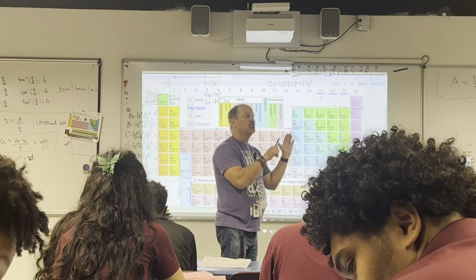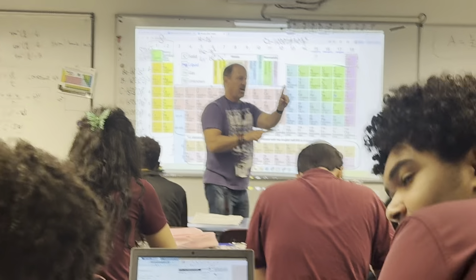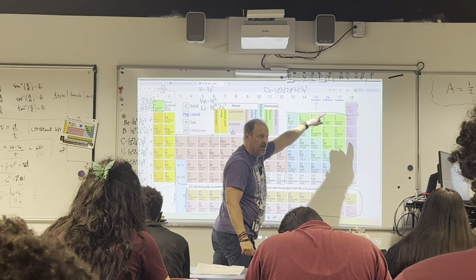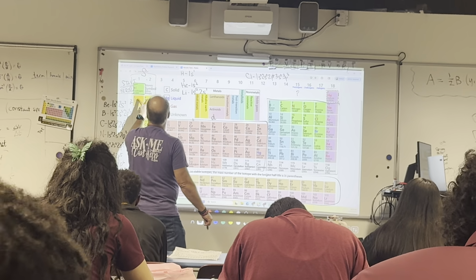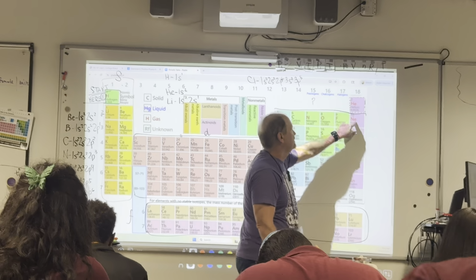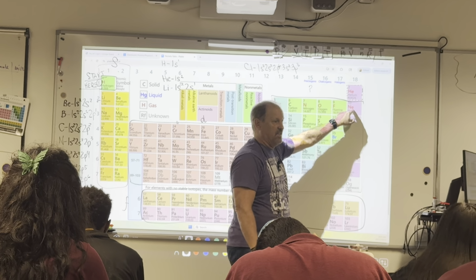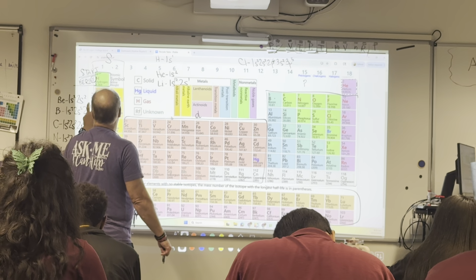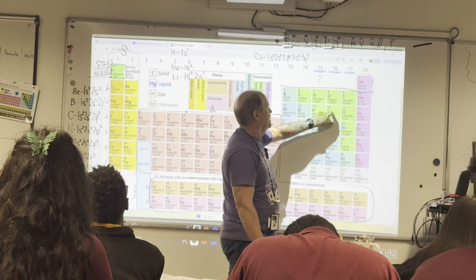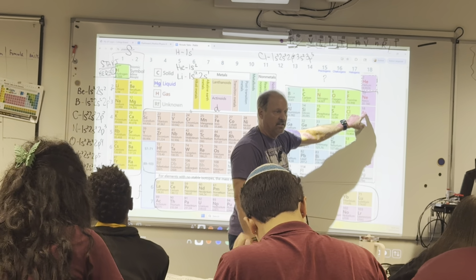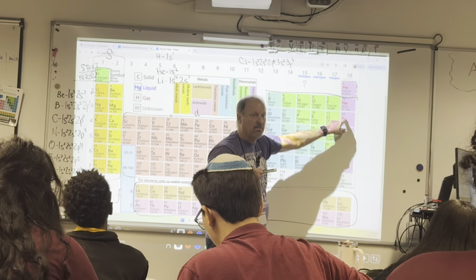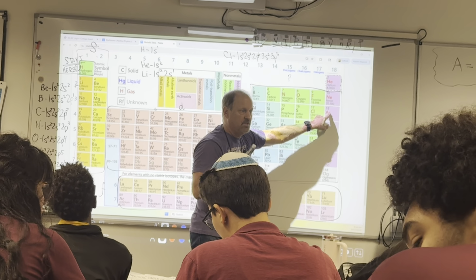We're going left to right, top to bottom on the periodic table. So 1s2 gets me to there. Then 2s2, 2p: 1, 2, 3, 4, 5, 6. Then I'm going to go to the next level, and I'm going to go 3s2, 3p6 to argon. Right? So it's left to right, top to bottom on the periodic table.